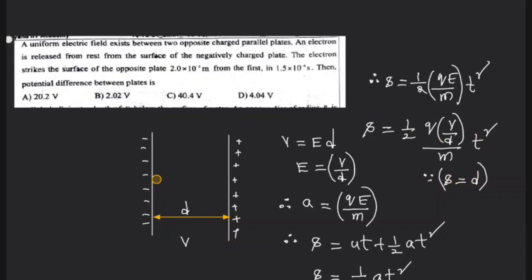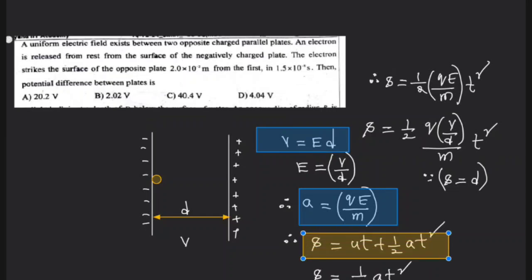So substitute the values. Before substituting, please keep all these formulas in mind for the next exam, right? The formulas that you have to keep in mind are V equal to ED, and A equal to QE by M. And sometimes you have to use this formula from kinematics also, S is equal to ut plus half AT square, right?